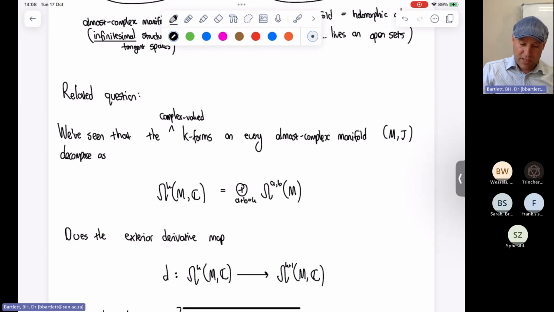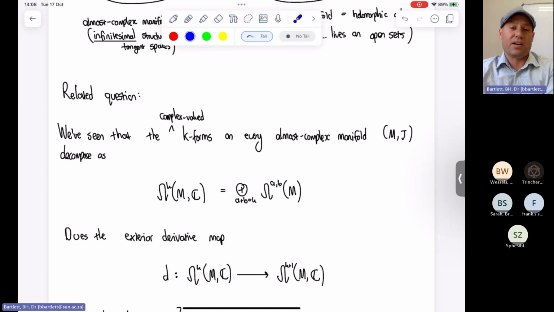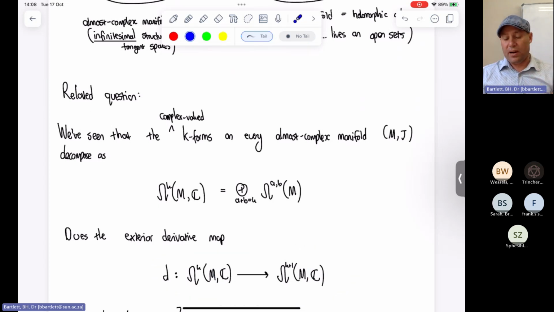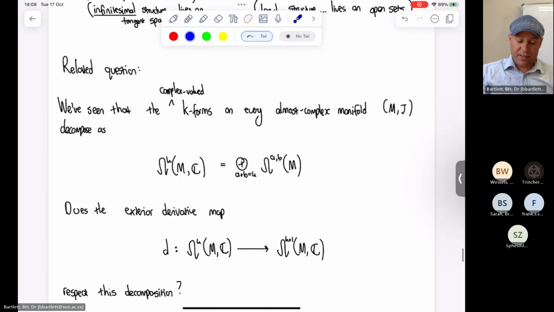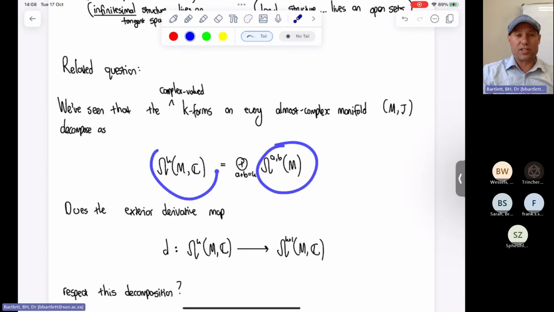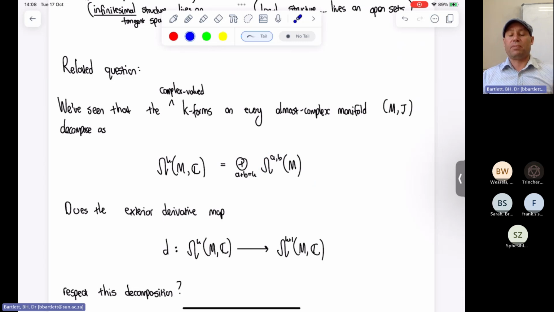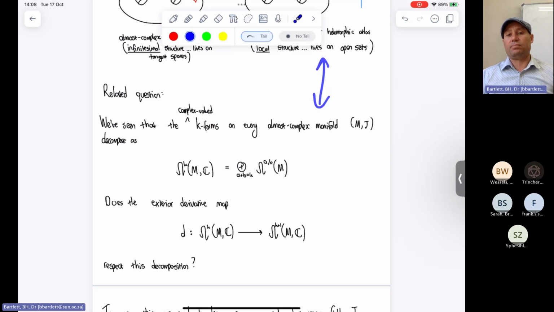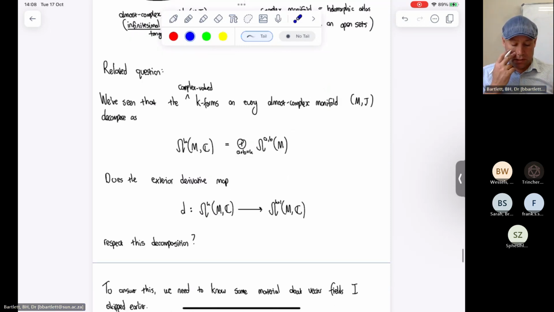And that's true if you're looking at real valued forms or at complex valued forms. You can just extend it by complex linearity. So we've got this map that we defined quite a long time ago. But how does that respect this decomposition on the space of K-forms on an almost complex manifold? It turns out that these two matters are the same question.